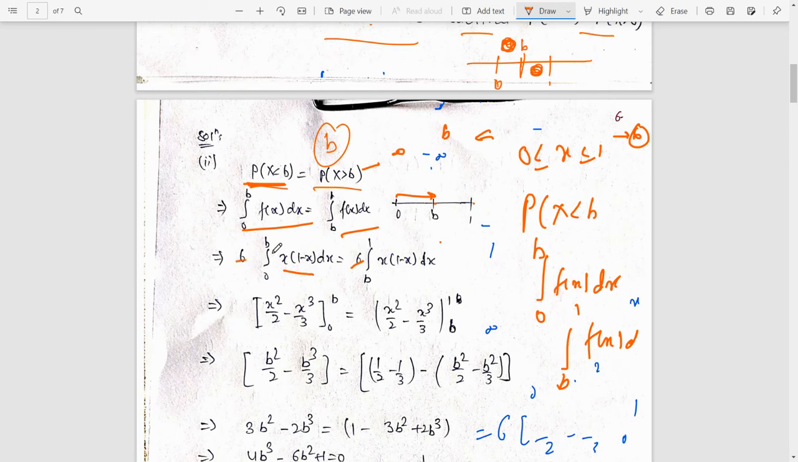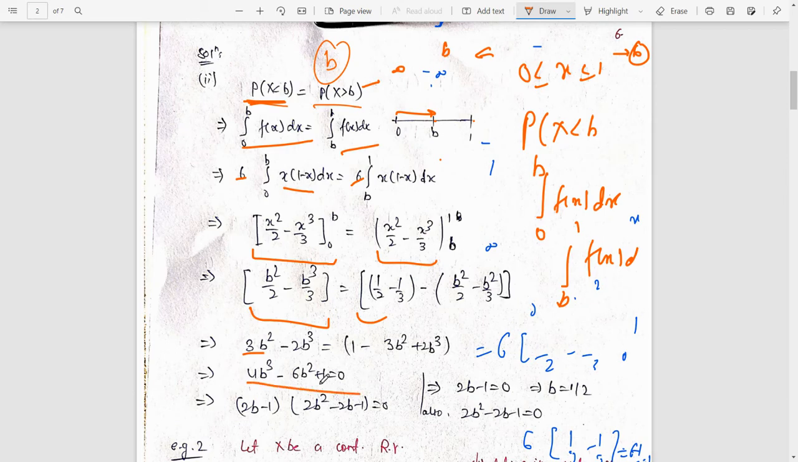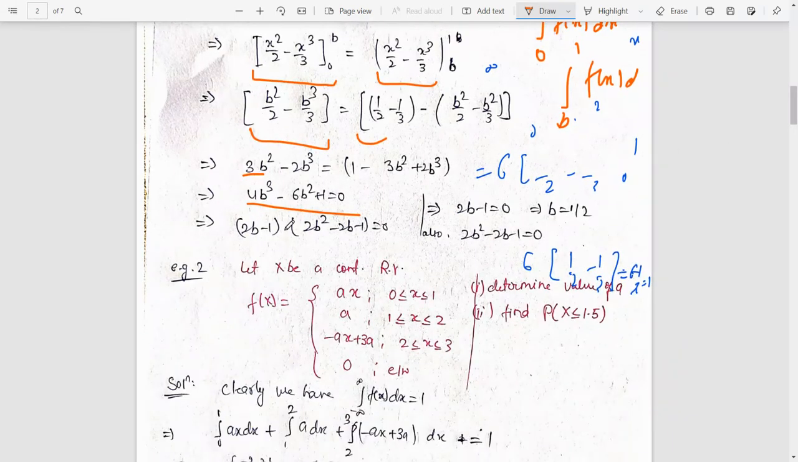On both sides the 6 will get cancelled, and this particular integration will remain. Then you can put in the limits on both sides and solve for b. You will get a cubic equation in b. In that case, you can break this equation into two parts. Here you get b equal to 1/2, and here you also get some other value of b.